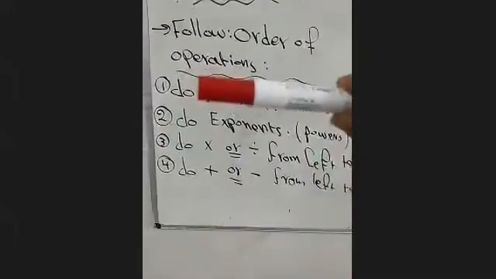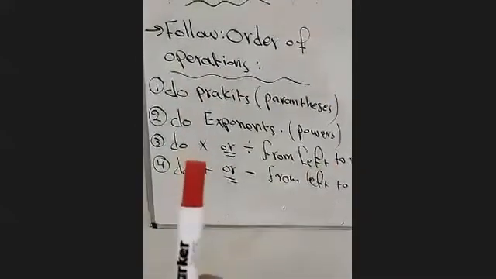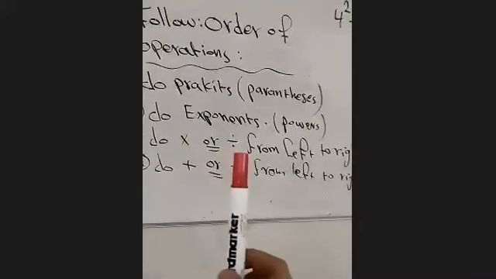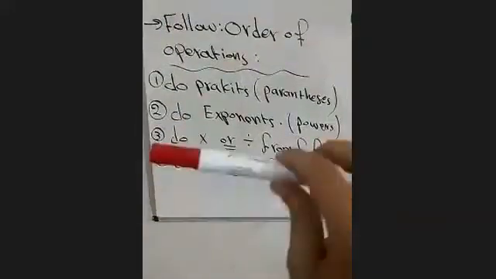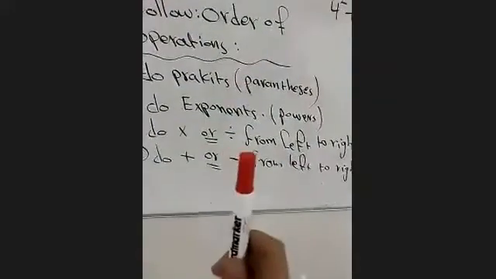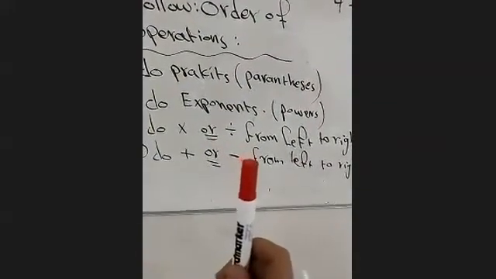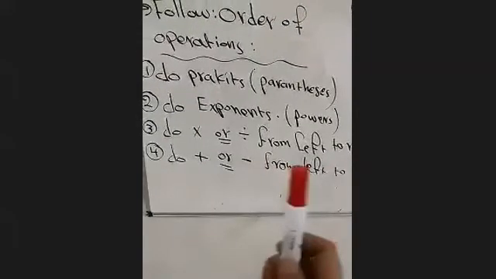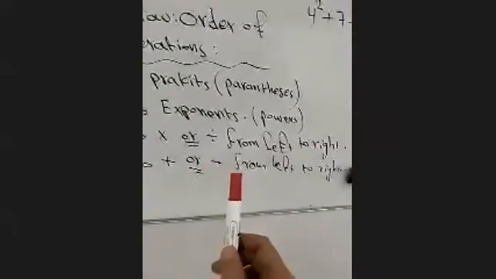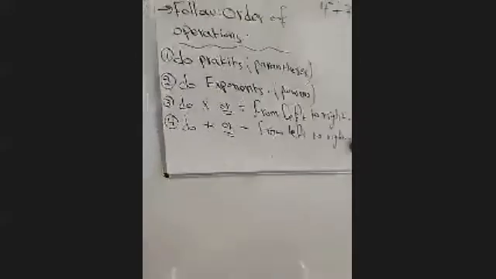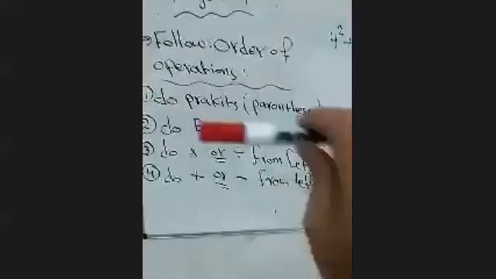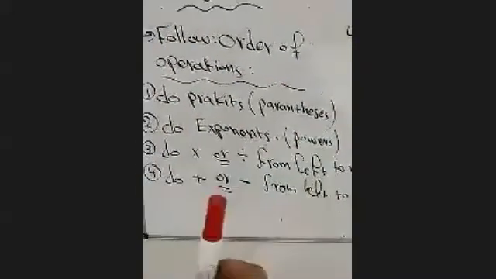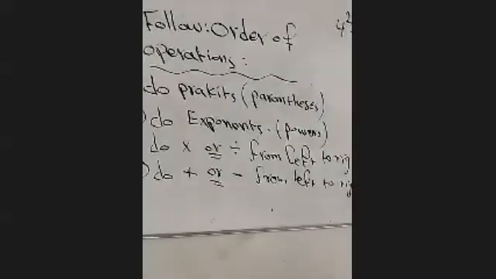Now, after we finish with the brackets and exponents, we do multiply or divide from left to right. After we finish, the last step will be addition or subtraction from left to right, okay? So the first one, brackets. Second one, exponents. Then multiply or divide. And at the end, add or subtract.